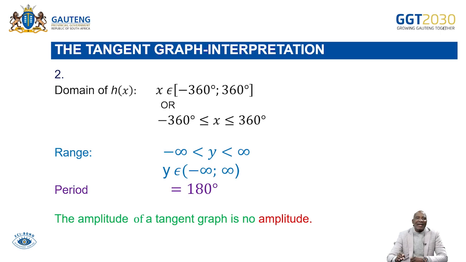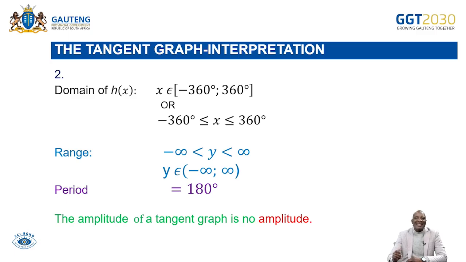So we say our range is negative infinity less than y, less than positive infinity, with those two notations, either the inequality notation or the interval notation. But we must be very careful here not to use less or equal for range, because you'll never reach infinity. So use open-ended brackets, the curving brackets. Then the period is 180 degrees. We've already explained that.